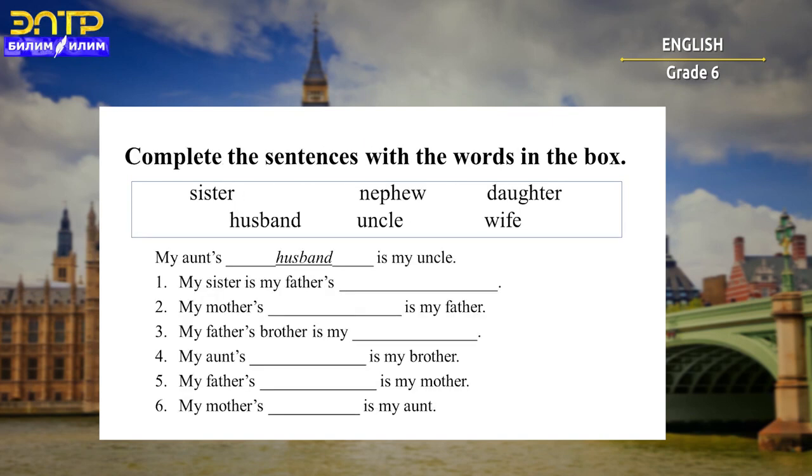So, we have worked with words. Now, let's work with sentences. In this exercise, you have to complete the sentences using the words in the box. For example, my aunt's blank is my uncle. You write, my aunt's husband is my uncle. So please do the sentences 1-6.